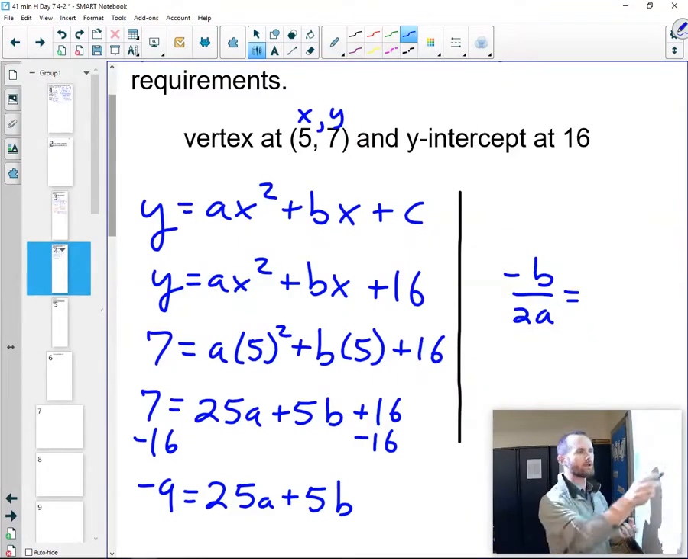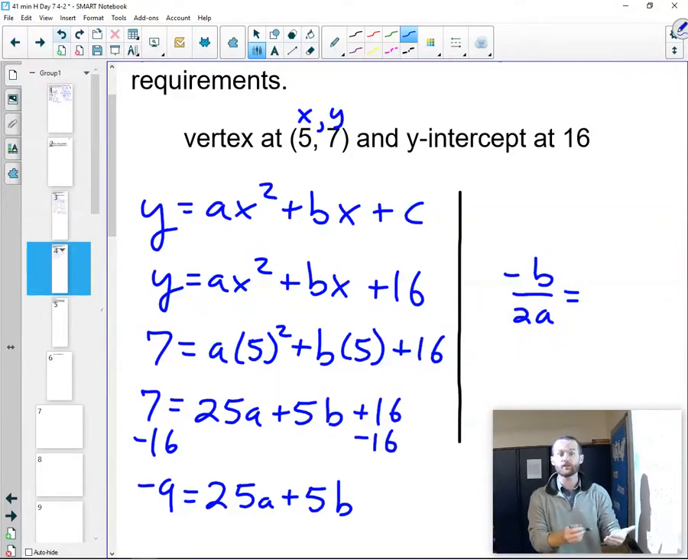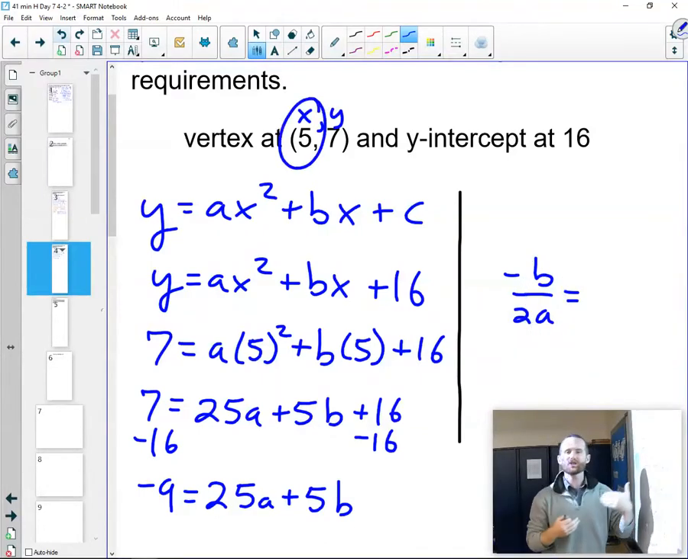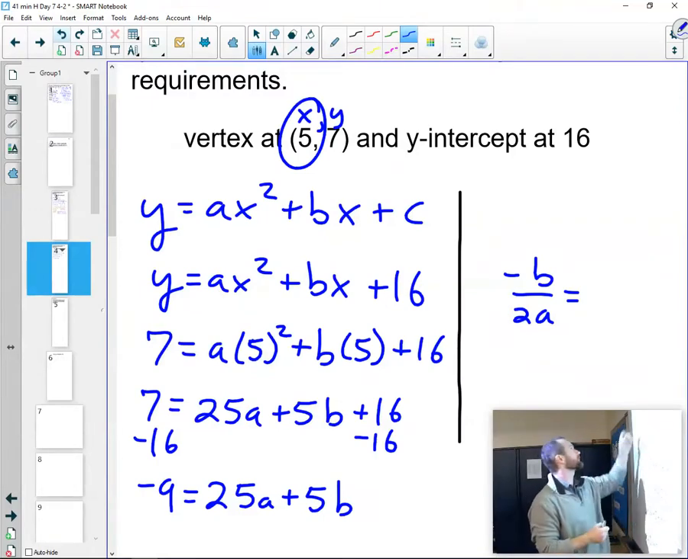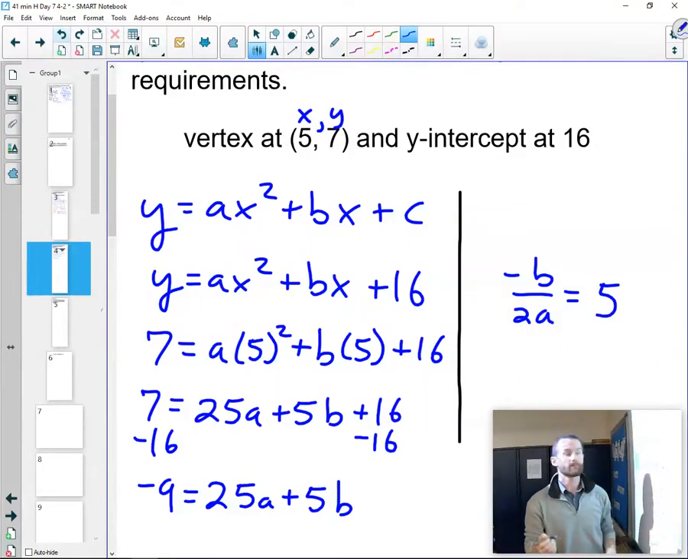And even though we don't know b or a, that's what we're trying to find, we can still use this formula because we know what it's going to equal. Negative b over 2a equals the x coordinate of the vertex, which means for this problem, it will equal 5. So negative b over 2a equals 5.